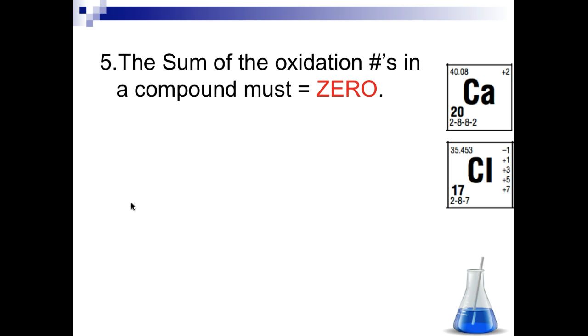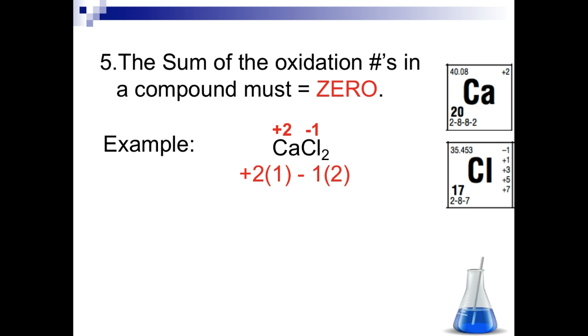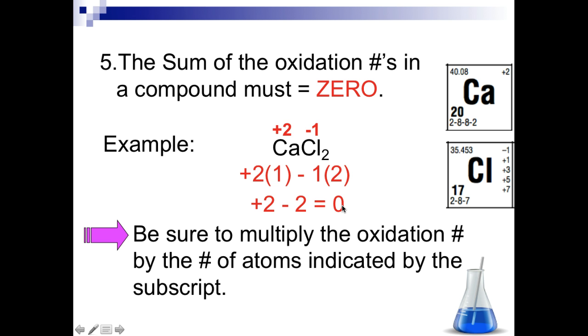Number 5, the sum of the oxidation numbers in a compound must equal 0. It can't be anything more, anything less, must equal 0. So for example, if we have CaCl2, when we add up our oxidation numbers, they have to equal 0. So Ca is going to be +2, Cl is going to be -1. Now, we have one Ca at a +2 charge and 2 Cl's, each with a -1 charge. So we have +2 minus 2, that equals 0. So be sure to multiply the oxidation number by the number of atoms indicated by the subscript to make sure that your oxidation numbers cancel out and that everybody is happy and even.